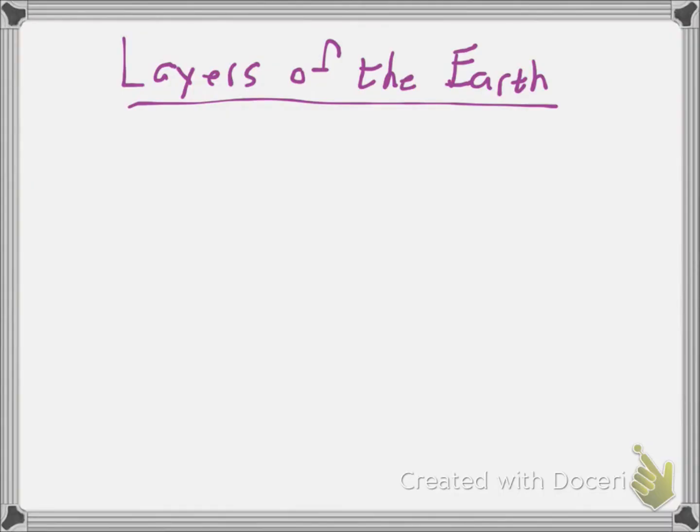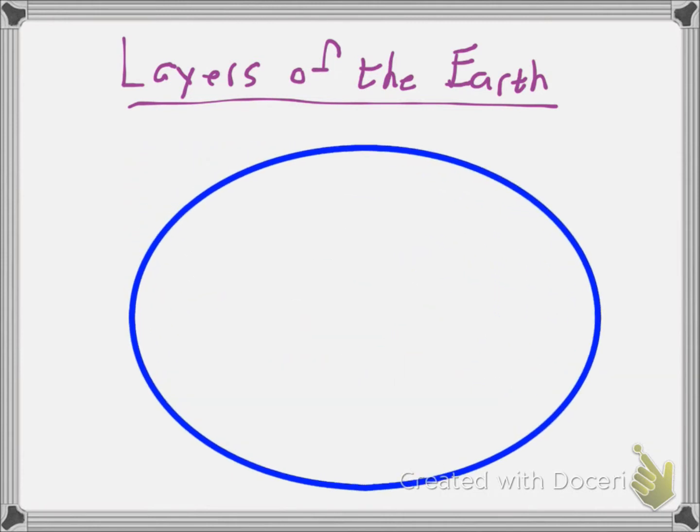Okay, now let's take a look at the layers of the Earth. The Earth is composed of 4 primary layers. So let's draw an Earth here and go through those layers. The outermost layer is called the crust. It is the thinnest of the 4 layers. It only goes about 3 to 5 miles thick under the ocean and maybe about 25 miles thick under the continents.